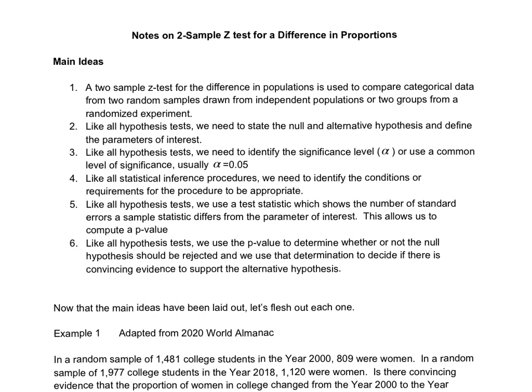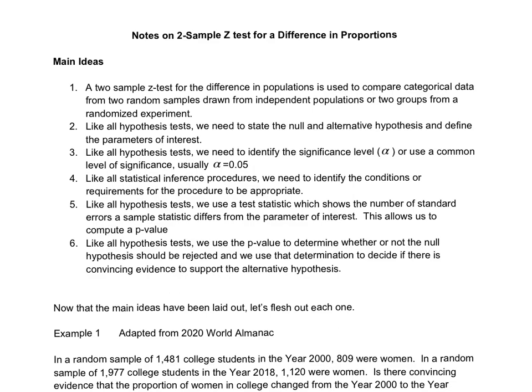And number 6, again, we use a p-value to determine whether or not we should reject or fail to reject the null hypothesis. And then we state if there is or is not convincing evidence to support the claim, based on rejection or not rejection of the null, which is based on whether the p-value is high or low in relation to the alpha level.